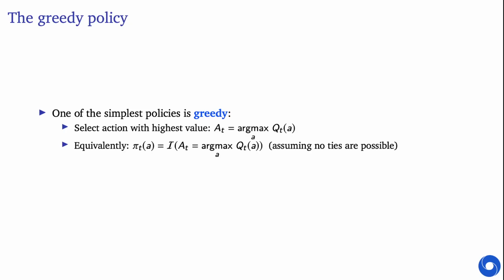So equivalently, we can write this down a little bit differently. What we often use is a notation of pi to denote policy, and pi of action A is the probability of selecting that action, which in this case is just an indicator again, which checks that the action is the one that maximizes the value. The way it's written down here is assuming no ties are possible, because otherwise the probabilities don't sum to 1. So if multiple actions have the same maximizing value, then obviously you still have to decide what to do. And for instance, you could pick randomly, you could break ties randomly in that case.